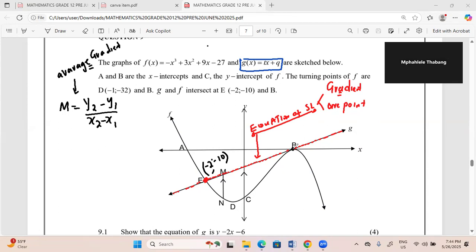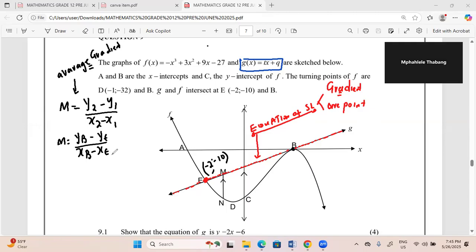It will be a good thing if we can have the coordinates of the point B, so that we can use the formula y2 minus y1 over x2 minus x1 to find the gradient of a line passing through the point E and the point B. Or one maybe can say m equals yB minus yE over xB minus xE. Instead of saying y2 minus y1, you can say y at B minus y at E over x at B minus x at E. So we need to know the coordinates of B. We have the coordinates of E. If we can know the coordinates of B, it will be easy to find the gradient of line EB.